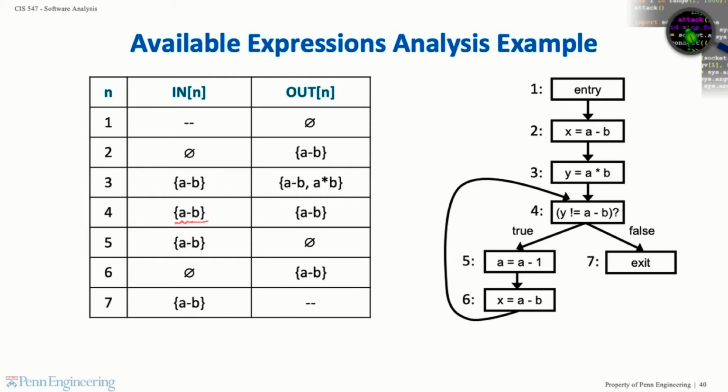This reflects the fact that the expression a times b is not in fact available at this point. Passing through the remaining nodes after node 4, out of 4, in of 5, and in of 7 become just a minus b. No more changes will be made by additional iterations, so this completes the analysis. As an exercise, think how a compiler might transform this program into one which avoids recomputing an expression using the result of this analysis.